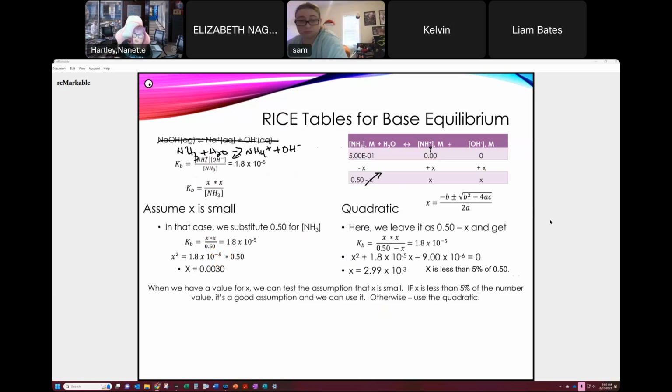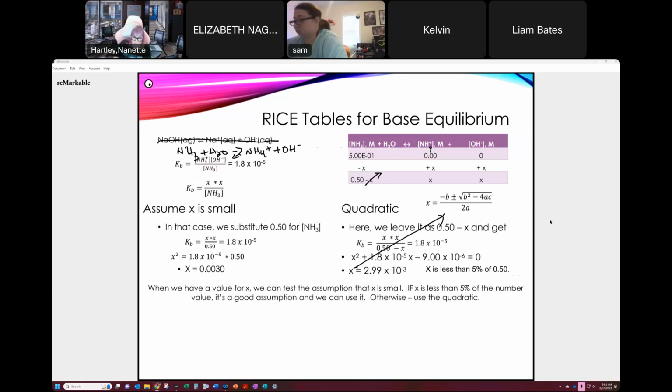Now, if I do it in the quadratic sense, I can see that this is a very small number. Again, you do not have to worry about this part, but if you're curious about it, there it is. So this is really no different than what we did for our KAs. Handling KBs is really no different from that.